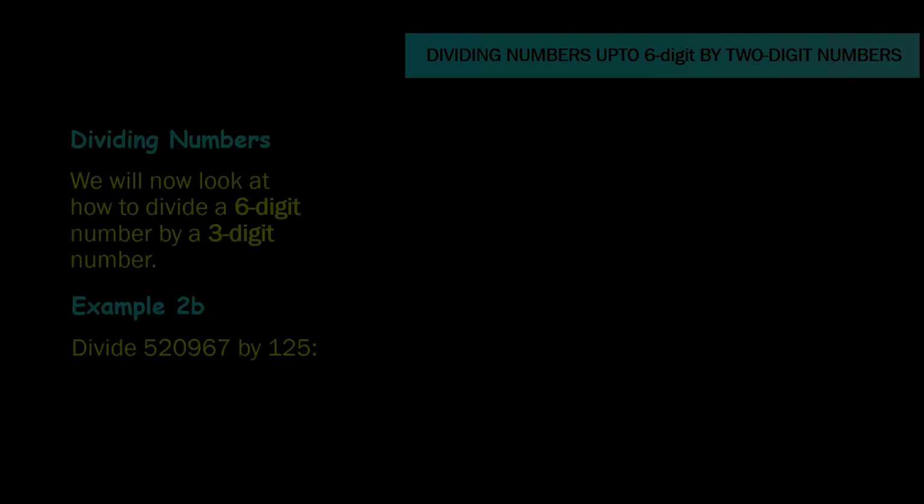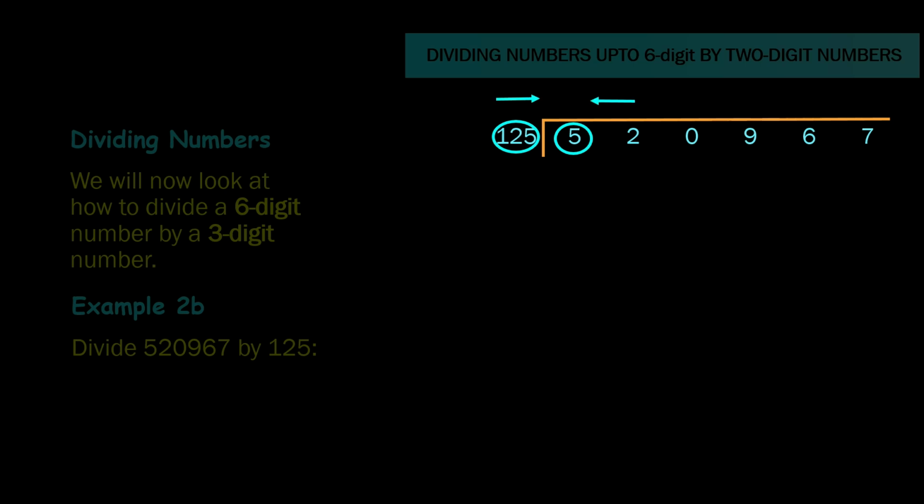We now divide a 6-digit number by a 3-digit number. Let's look at an example. Divide 520,967 by 125. Set up the division as shown and begin again on the leftmost end of the 6-digit number. Check how many times 125 goes into 5. Clearly, there are no 125s in 5, so we put nothing here. Now check how many times 125 goes into 52. Clearly, again, there are no 125s in 52, so we put nothing here.